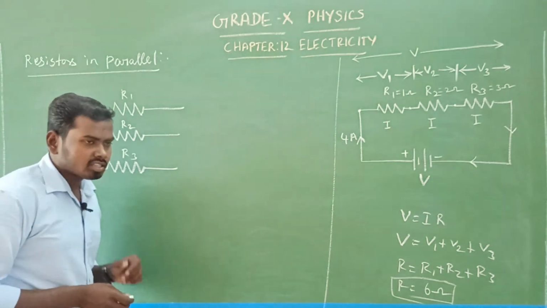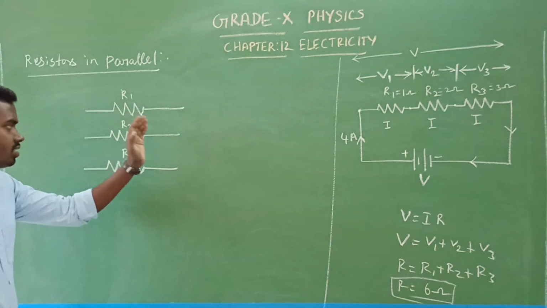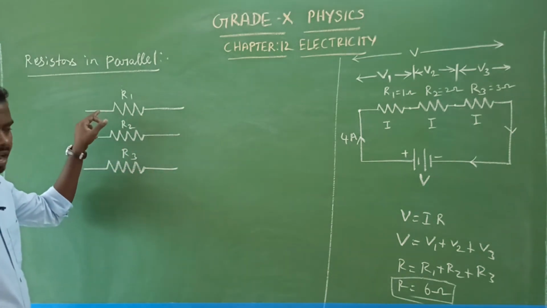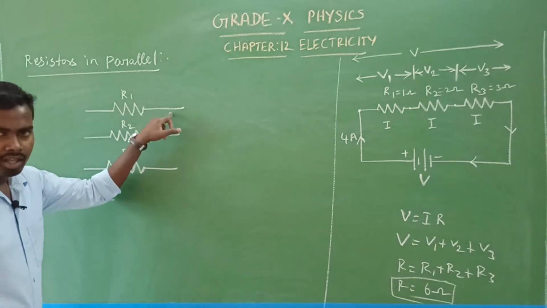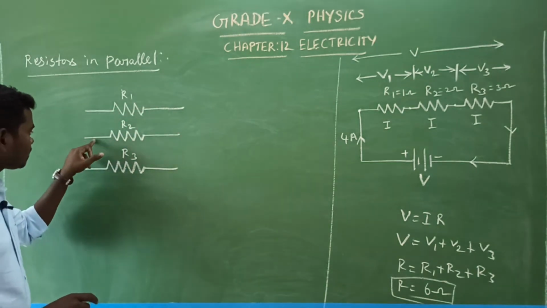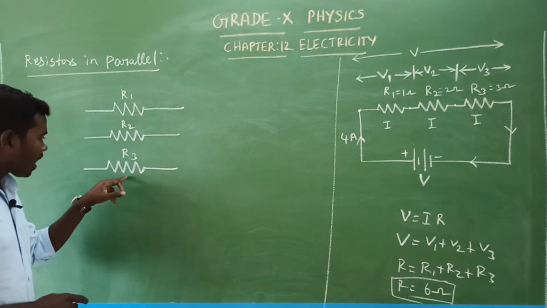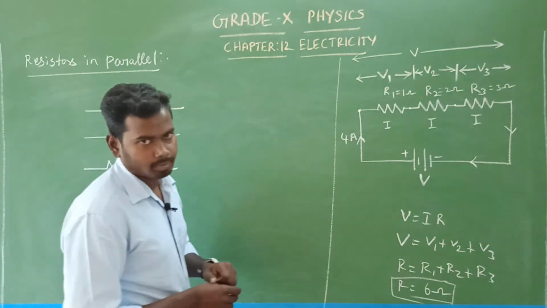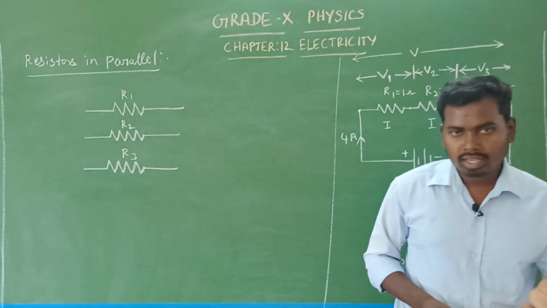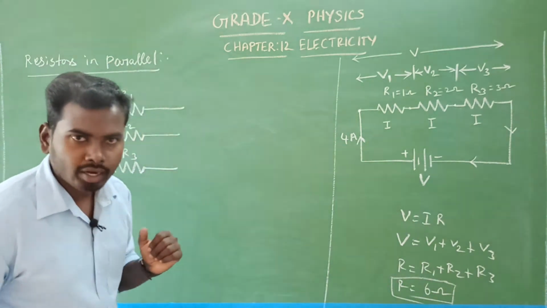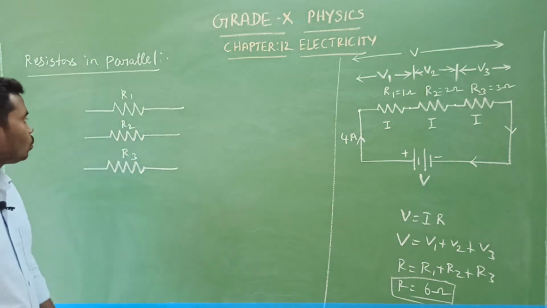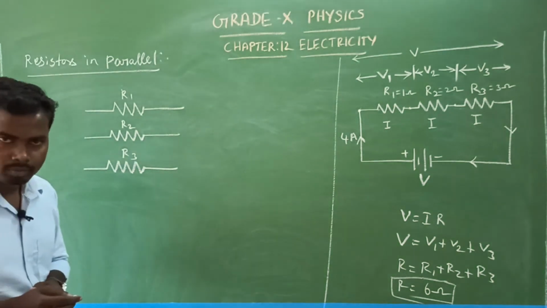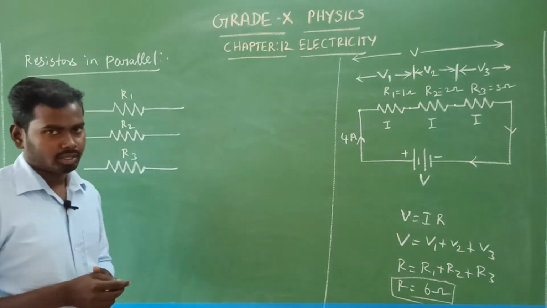Each resistor, note this point, has two ends. The first resistor has two ends: this is the first end, and that is the second end. The second resistor has two ends: this is the first end, and that is the second end. Obviously the third resistor also has two ends. So each resistor has two ends. Now we are going to see parallel combination.